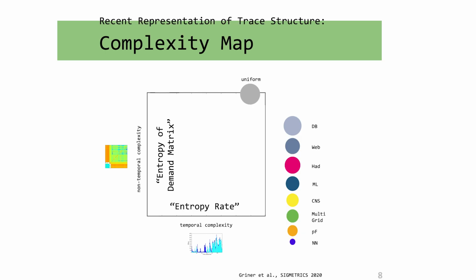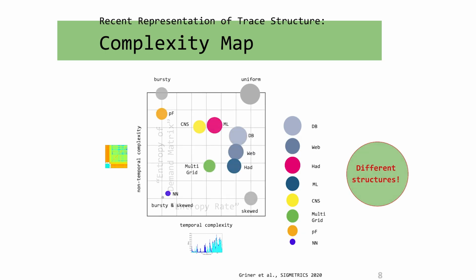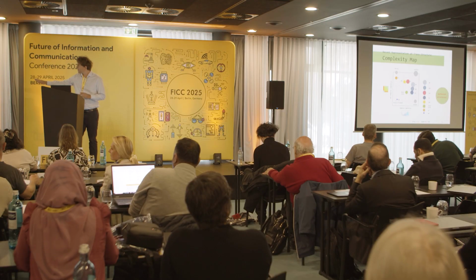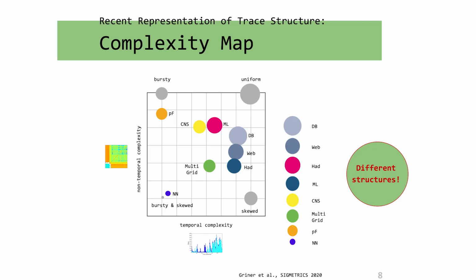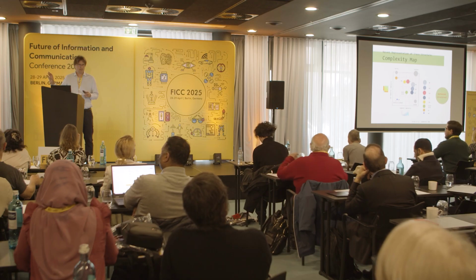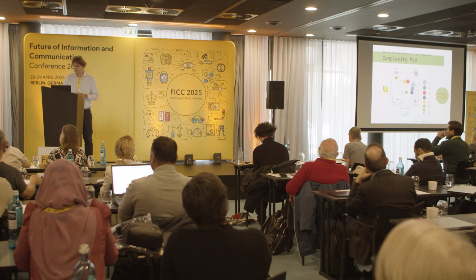And if you map those onto this plot and see how much structure they have, you can see that different applications have different structures. So for example, on the right, you see the different Facebook clusters. They have quite a bit of spatial and temporal structure. But for example, neural networks, on the lower left, you see the neural network. This has actually a lot of temporal and also spatial structure. So it's very skewed traffic that is very different from uniform or random traffic that would be here on the upper right. So different application workloads in data centers have different structures.